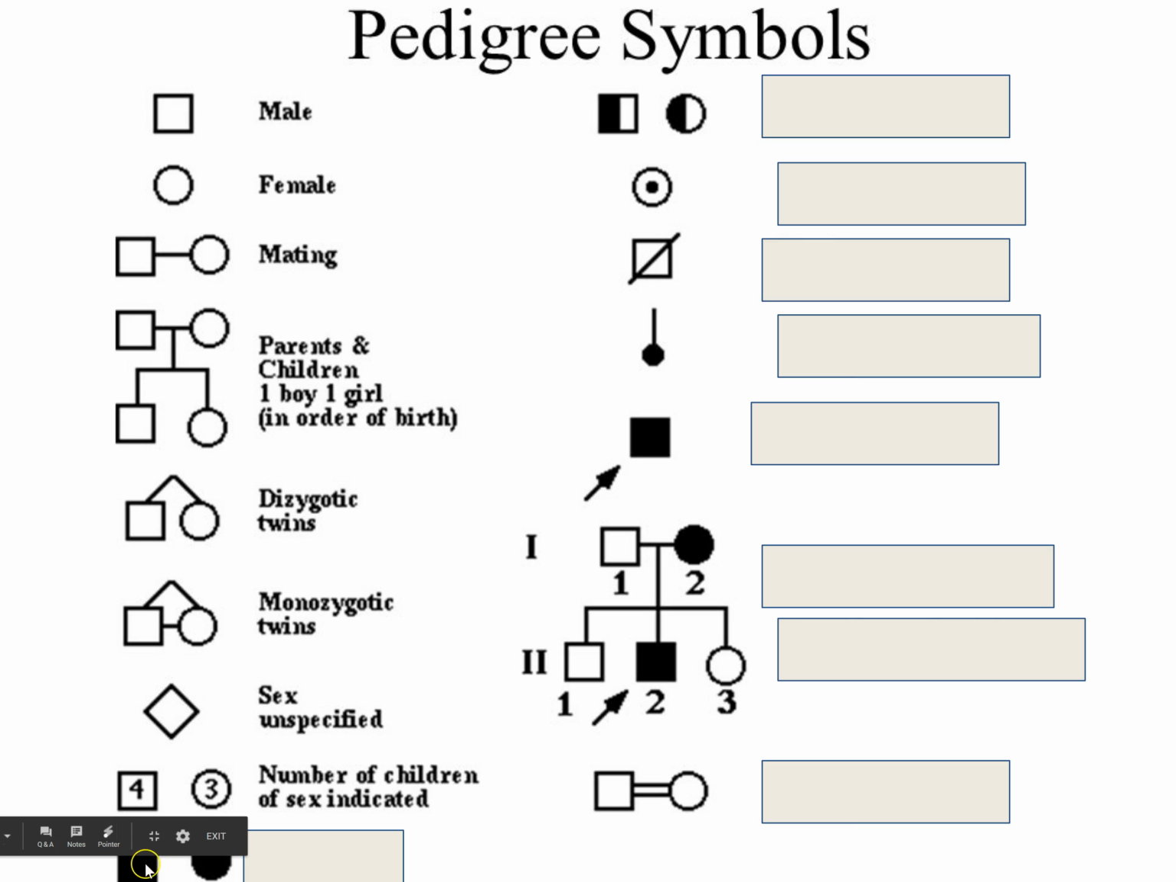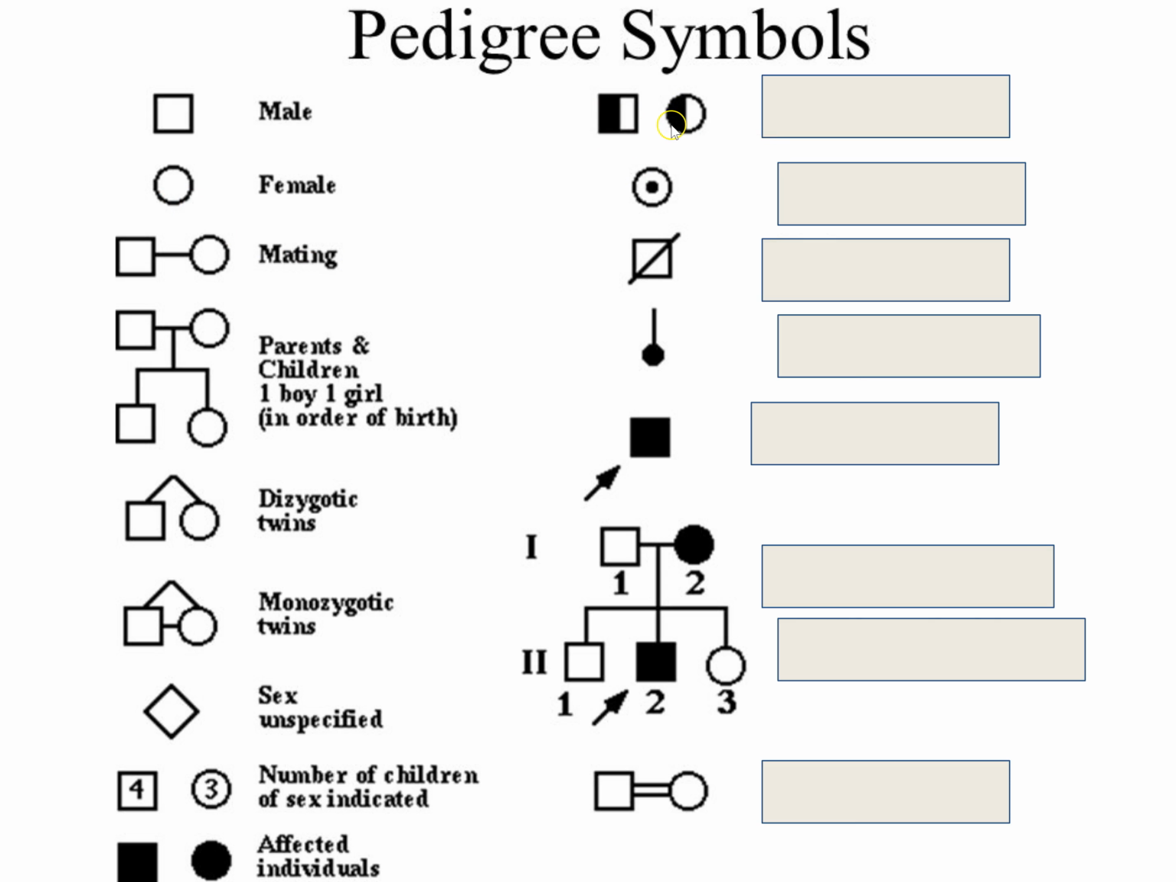And I'm sorry you can't see this very well, but when we have these shaded in, because this is one of the super important ones, when we have these shaded in right here, that means that these are affected individuals. So whatever disorder we're tracing, maybe it's albinism. If we shade them in, that means they have albinism. If they're open, that means they're normal.